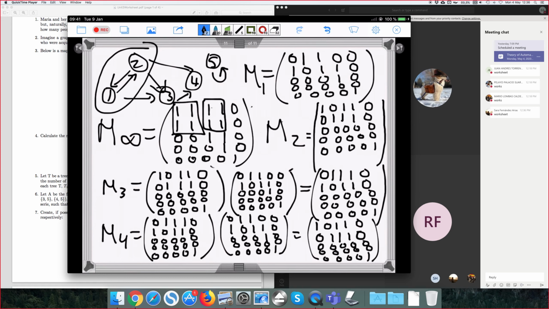And you can go from 3 to 4, but you cannot go from either 3 or 4 or 5 to 1 and 2, or from 4 to any other vertex that is not 4, or from 5 to any other vertex that is not 5. So this is the information that we obtain from the reachability matrix. Any question about this exercise?